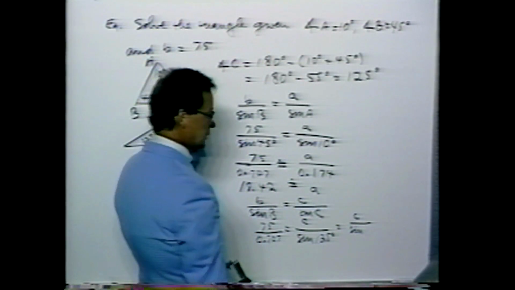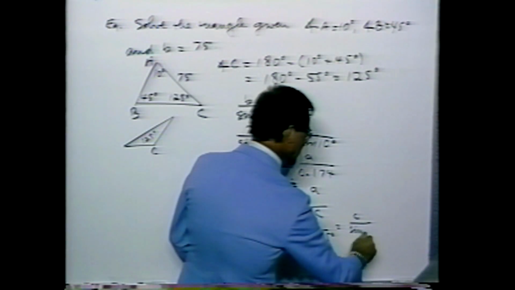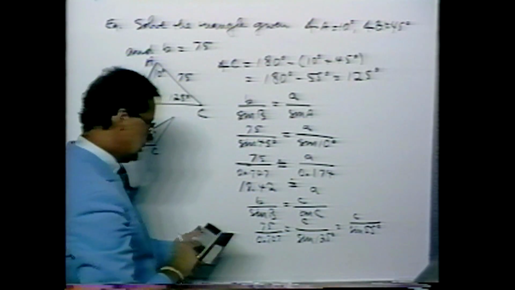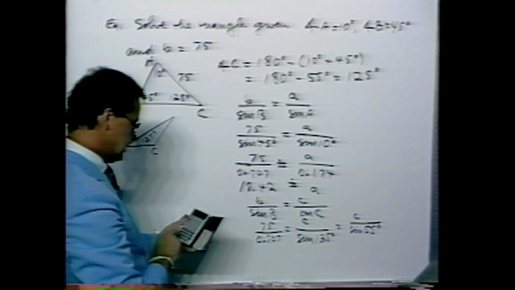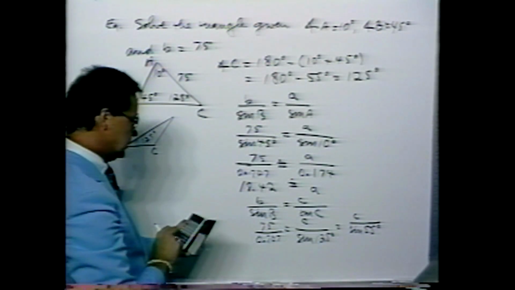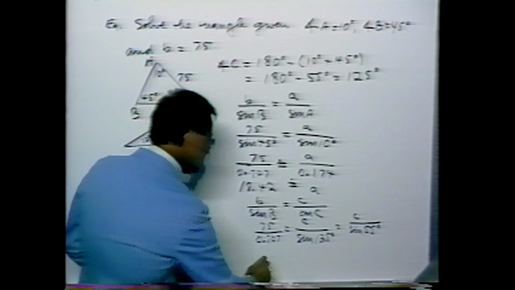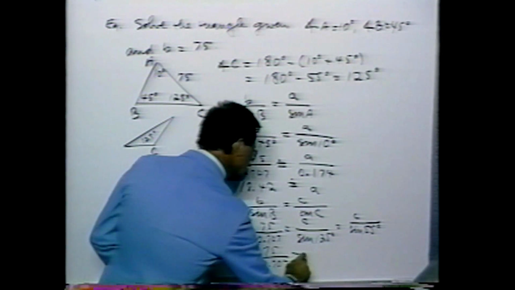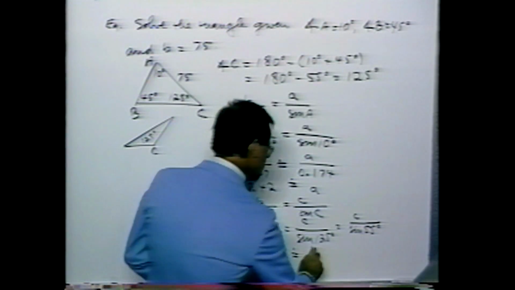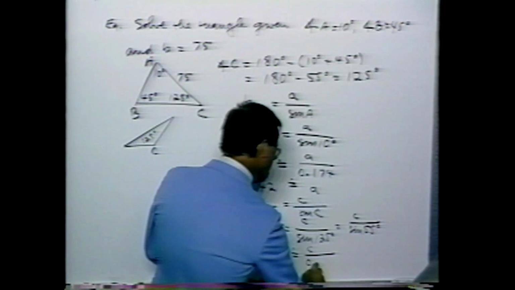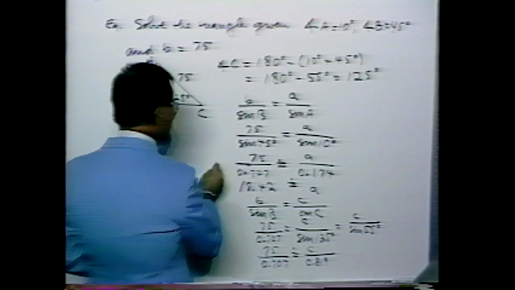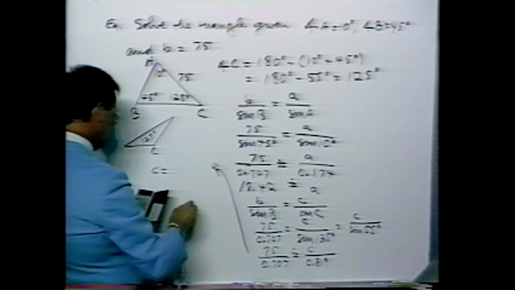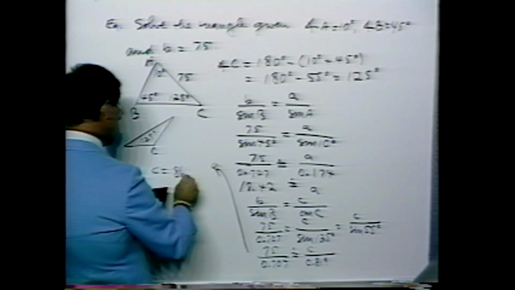the obtuse angle anyway, but we can have the sine of 55 degrees here if we wanted to. Let's use the sine of 125. The sine of 125 is equal to 0.819 approximately. So what we have here is 75 over 0.707 is approximately equal to c over 0.819. Continuing over here, c is equal to 0.819 times 75. That is approximately equal to 86.90.